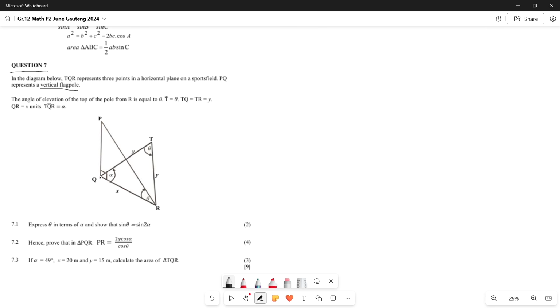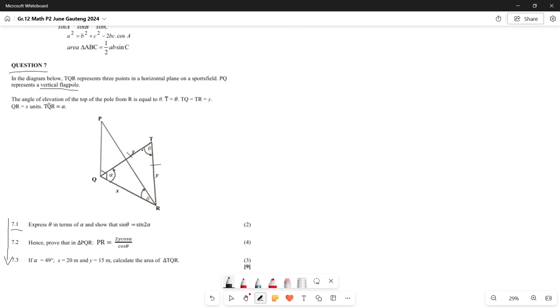Then QR equals x units over there, and angle Q over here for TQR in our triangle on the horizontal plane equals alpha over there. Okay, so each question leads into the next question. So 7.1 says, express theta over here in terms of alpha and show that sine theta equals sine 2 alpha for 2 marks. So this means we're going to be working in triangle TQR over here.